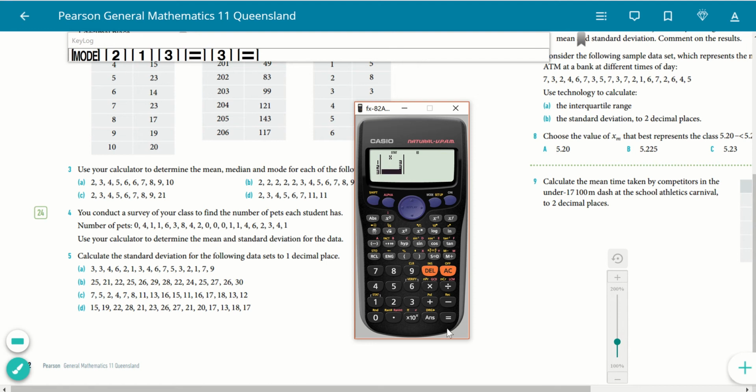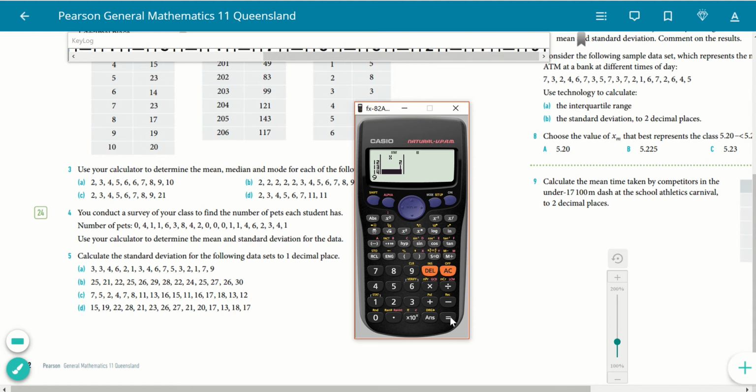So I'm looking at question 5 at the moment. 4, then 6, then 2, and then 1, then 3, then 4, then 7, then 5, then 3, then 2, then 1, then, oops, it should be 7, and then should be 9.